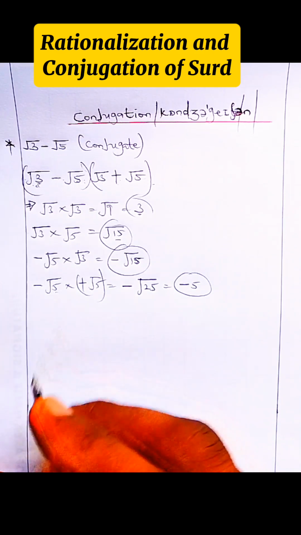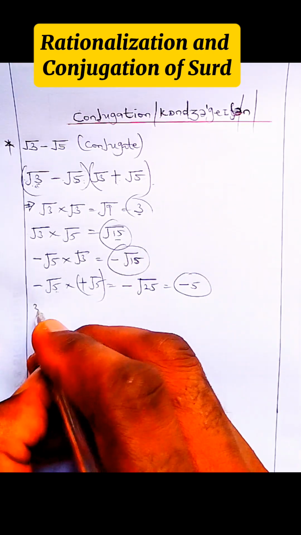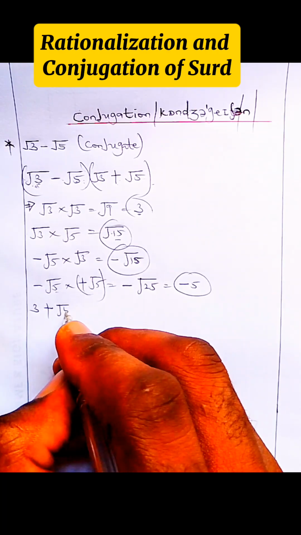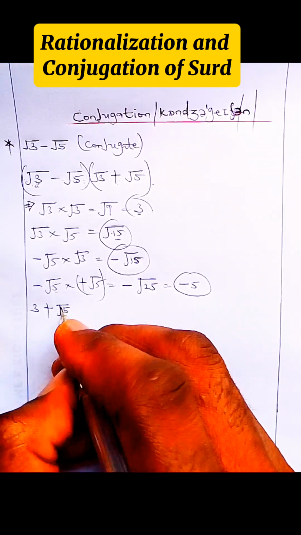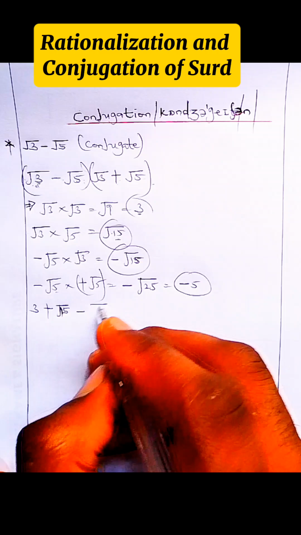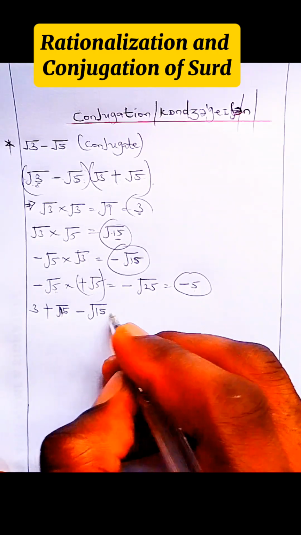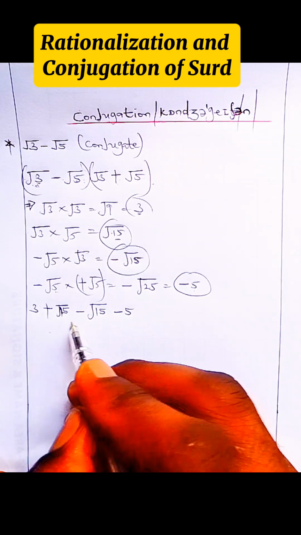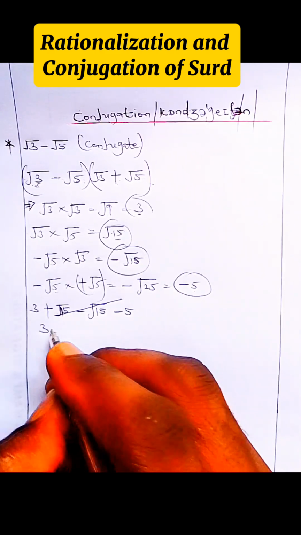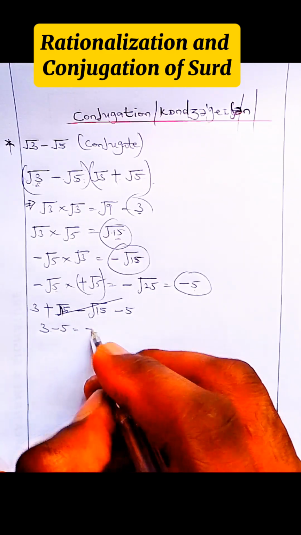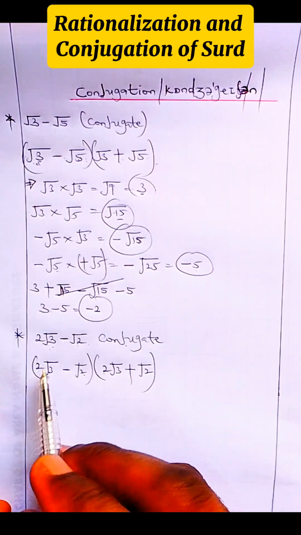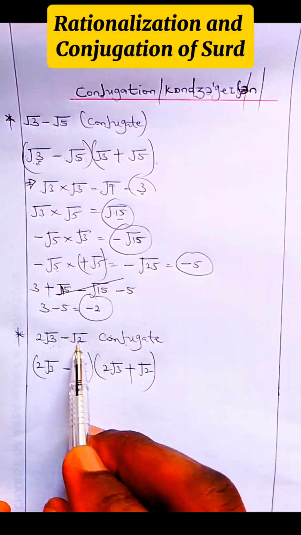The next thing we do now is to bring them all up together. So that's 3. Then plus root 15. Then minus root 15. Then minus 5. So root 15 minus root 15, this takes out this. This is gone. So that's 3 minus 5, which gives us minus 2. These are to conjugate.